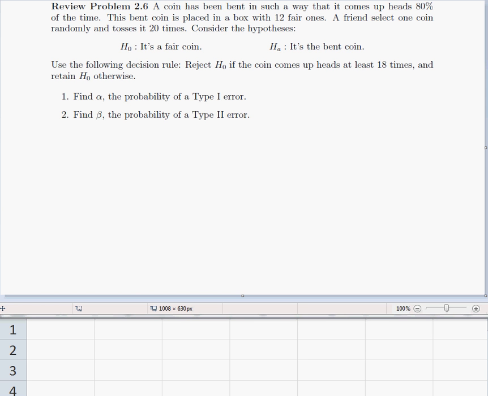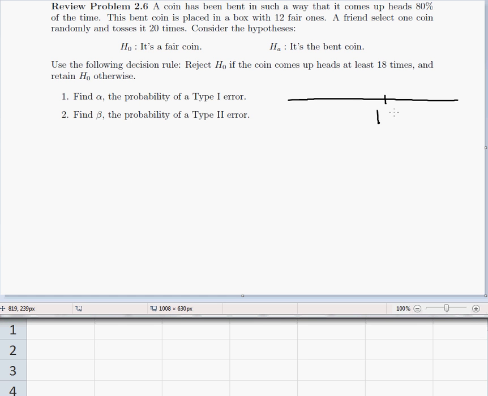The null hypothesis is that the coin is fair, and the alternative hypothesis is that the coin is bent. So we'll choose the following decision rule. We'll reject the null hypothesis if the coin comes up heads 18 times or more, and we retain the null hypothesis otherwise. So the picture kind of looks like this. We have our rejection region.